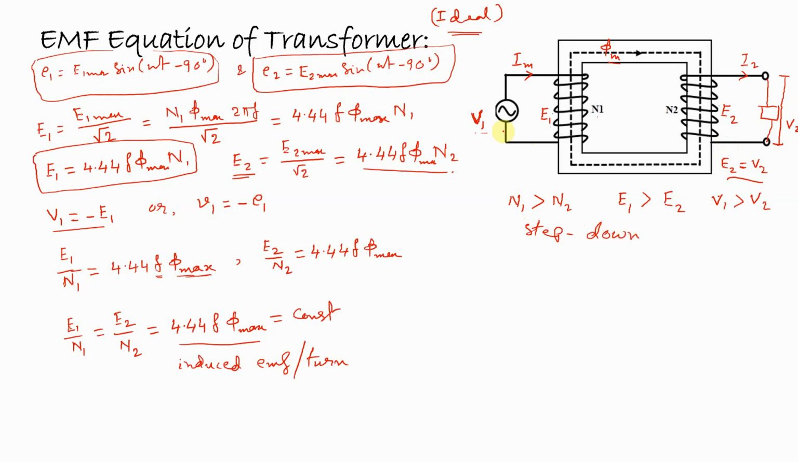That means we are supplying the high voltage but we are getting low voltage. So this is considered as a step down transformer.